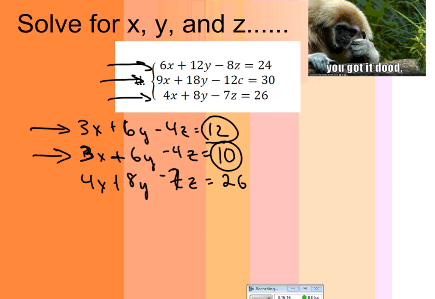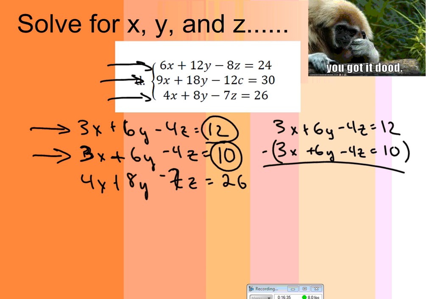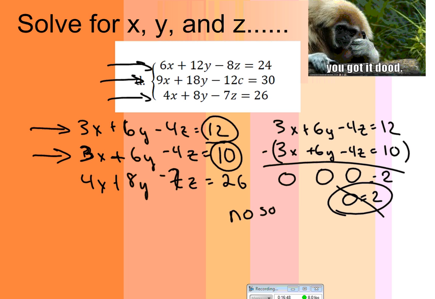If I try and figure this out, what I'm going to end up with, like even if I just eliminated these two right now, just subtracted them, 3x minus 3x is 0. 6y minus 6y is 0. Negative 4z minus negative 4z is 0. 12 minus 10 is 2. So I end up with 0 equaling 2. That's never true, so this is no solution.